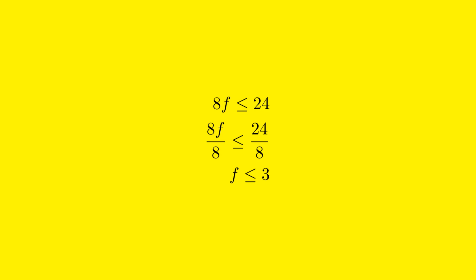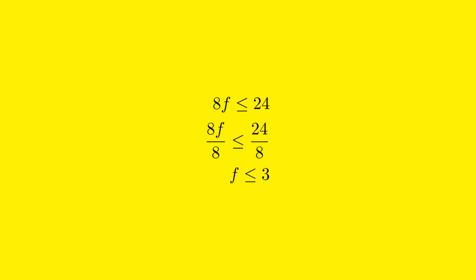On the left side, we have 8f divided by 8, which simplifies to just f. On the right side, we have 24 divided by 8, which equals 3. Thus, the inequality becomes f is less than or equal to 3. This tells us that f can be any number less than or equal to 3 to make the inequality true. To summarize, after step 2, we have found that f is less than or equal to 3.